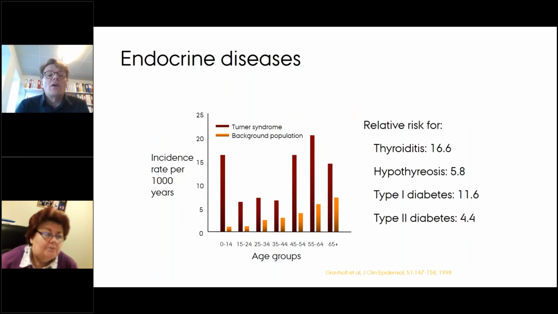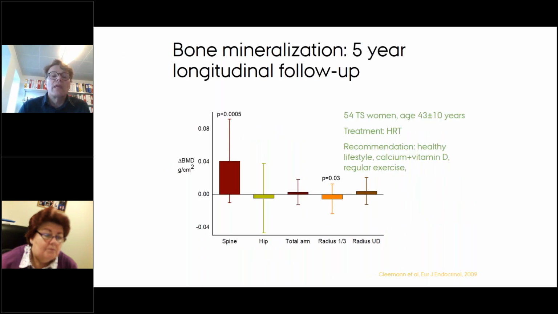Endocrine diseases on a whole is increased. These are some Danish data just showing you that type 1 and type 2 diabetes is also increased, and as I said, thyroid disease is also seen with increased frequency in Turner syndrome.